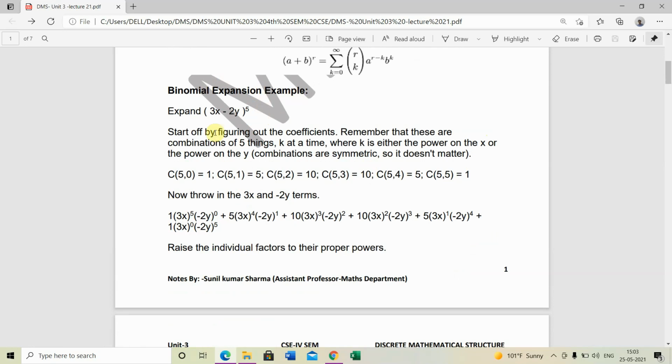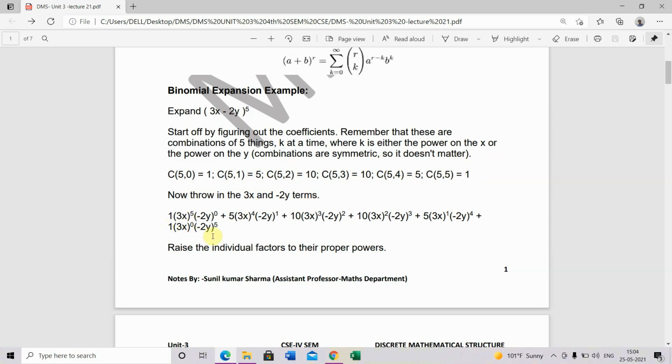Binomial expansion. Example: expand (3x minus 2y) whole raised to power 5. Start off by figuring out the coefficient. Remember that these are combinations of 5 things k at a time, where k is either the power on the x or the power on the y. Combinations are symmetric, so it does not matter. C50 equals 1, C51 equals 5, C52 equals 10, C53 equals 10, C54 equals 5, C55 equals 1. Now throw in the 3x and minus 2y terms.